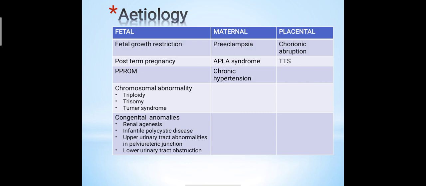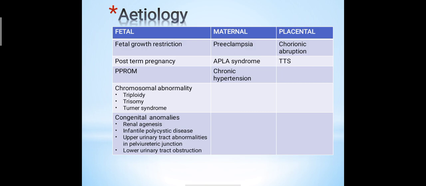and maternal causes. Preeclampsia: there is chronic placental hypoxia, so there is oliguria and oligohydramnios. And APLA syndrome, what happens here? It is a systemic autoimmune disease. Here there is thrombosis of artery and vein, so it is associated with oligohydramnios. Chronic hypertension, same mechanism is there.